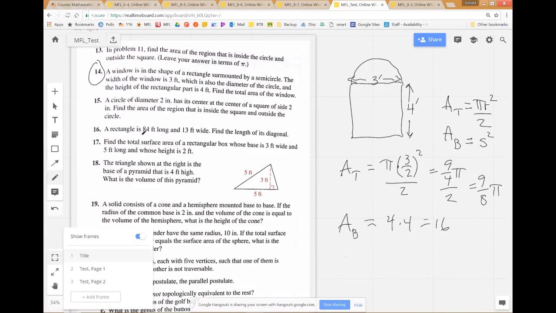And the area of the bottom is just 4 times 4, 16. So what's the area of the whole thing? That would be 16 plus 9/8 pi. And did they give us a label? Feet. So that's square feet.